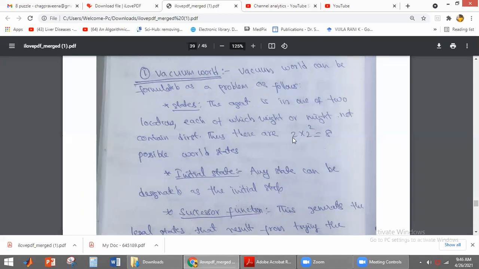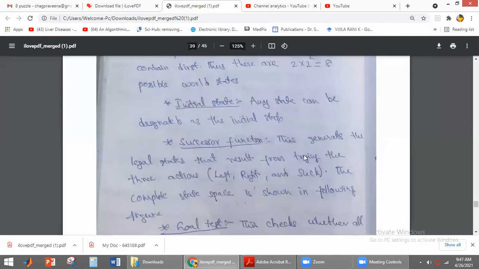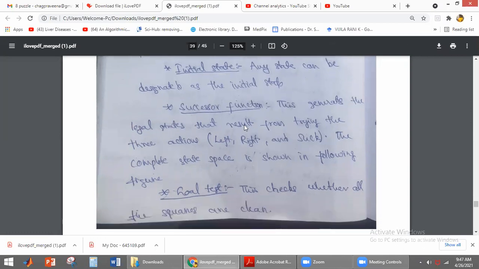Because how many locations are we taking? We are taking only 2 locations, and each location will have two possibilities, that is, that location might have dirt or might not have dirt. So totally 8 possible states. For the initial state, among these 8 possible states, any state can be the initial state.